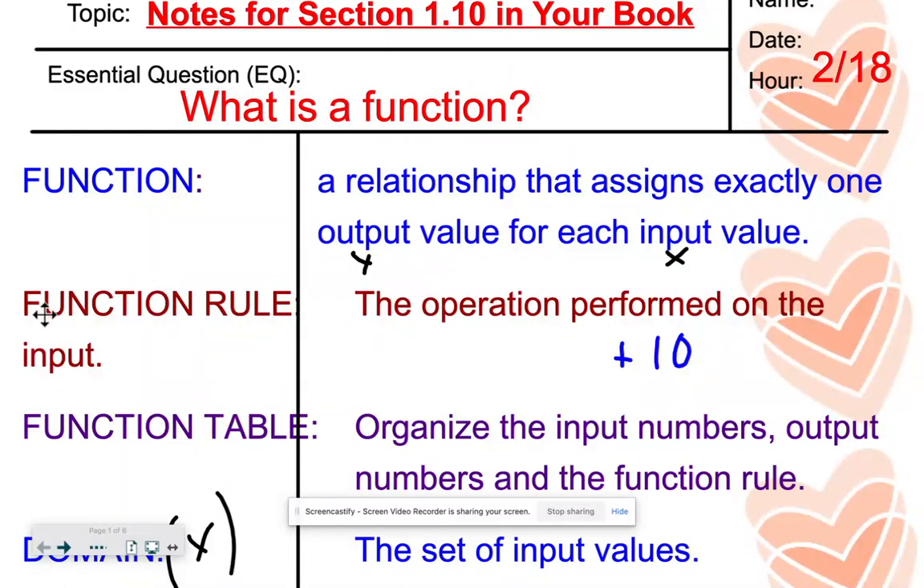For the term function rule, the function rule means what you do to the input to get the output. So it's the operation or operations that you perform on the input. For instance, if your function rule is plus 10, what that means is anytime you plug in a number, you would add 10 to it, and that would give you your output. So if you input a 2, you would add 10 and you'd get out a 12. If you put in a 25, you'd add 10 and get out a 35. So the function rule is just what you do to the input to get the output.